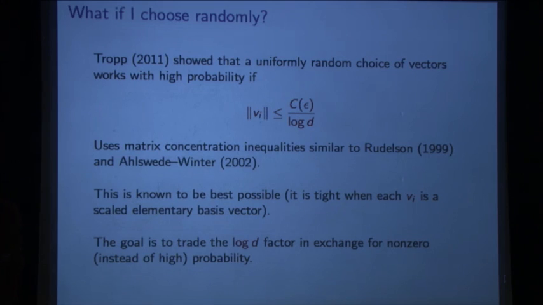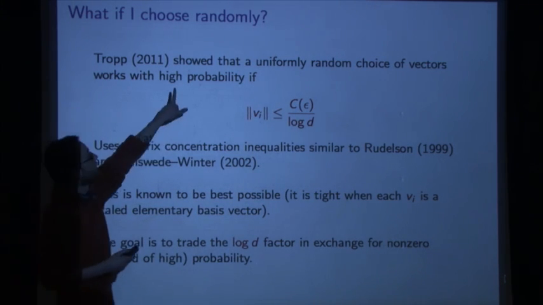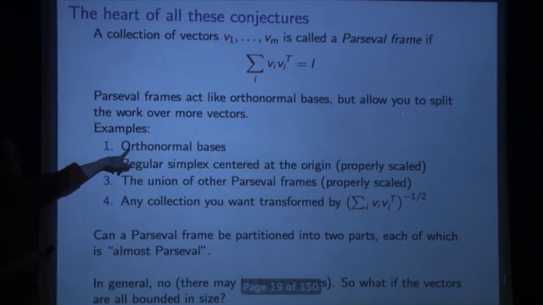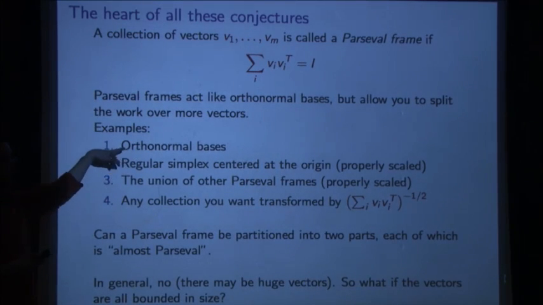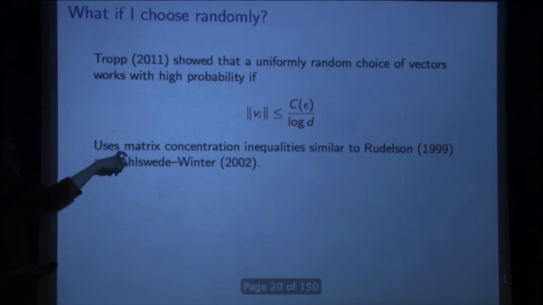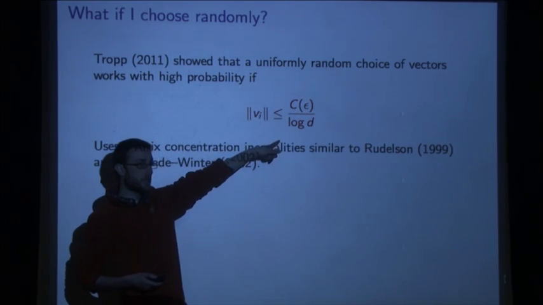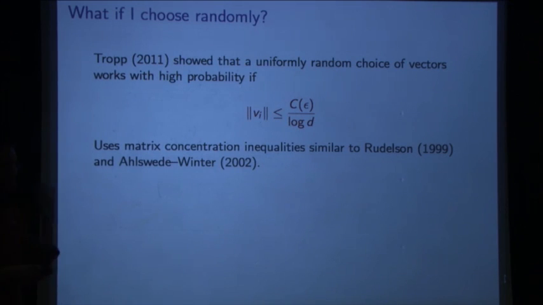But in the example of orthonormal vectors, you said no choice is good. So how can it be a decidable basis? Because in the orthonormal basis case, all of the v_i have length 1. And here he says if all of the v_i have length C epsilon over log D, then he can pick it randomly.